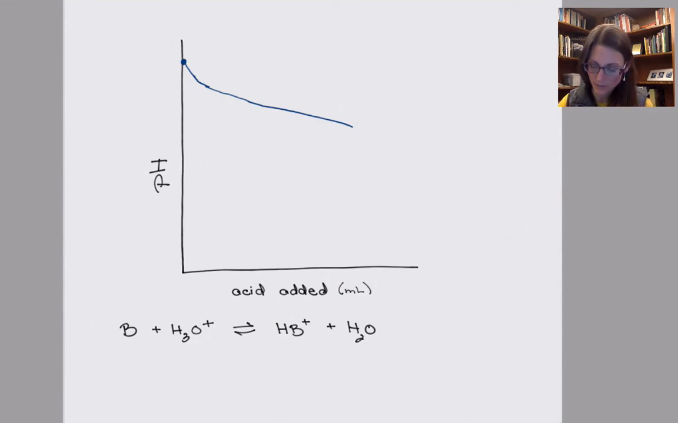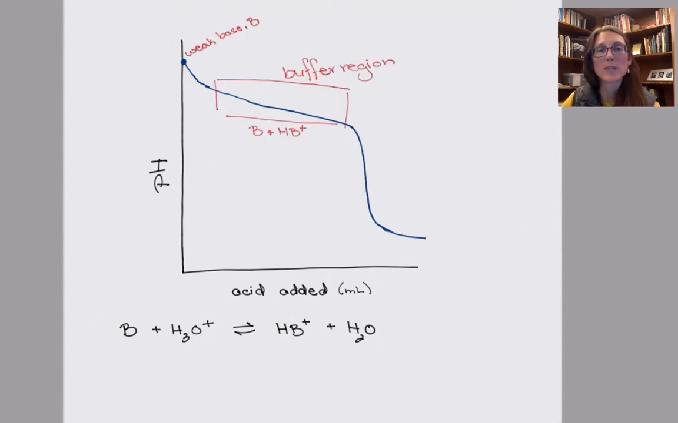And so if we identify all those pieces, we've got our weak base to start with. We've got a buffering region where we see a relatively slow change in that pH. We have our equivalence point, the steepest part of that curve, where we are going from a curve that is concave down to a curve that is concave up at that inflection point. And then at the end, we have our excess strong acid.